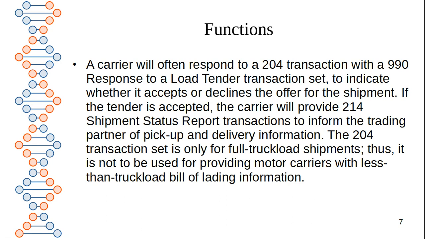A carrier will often respond to a 204 transaction set with a 990 response to load tender transaction set to indicate whether it accepted or declined the offer for the shipment. If the tender is accepted, the carrier will provide a 214 shipment status report transaction to inform the trading partner of pickup and delivery information. The 204 transaction set is only for full truckload shipments, thus it is not to be used for providing motor carriers with less than truckload bill of lading information.